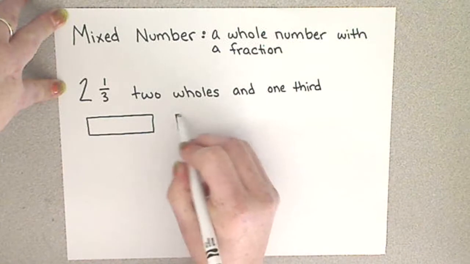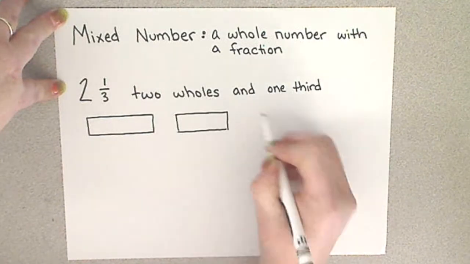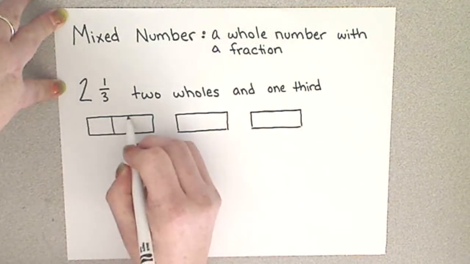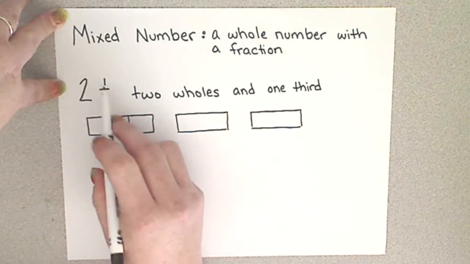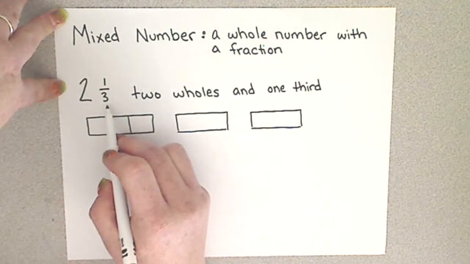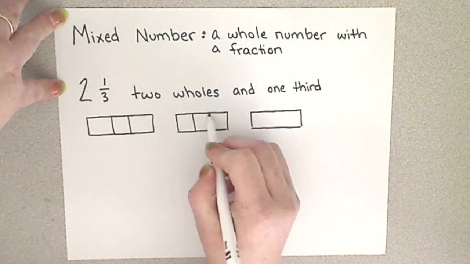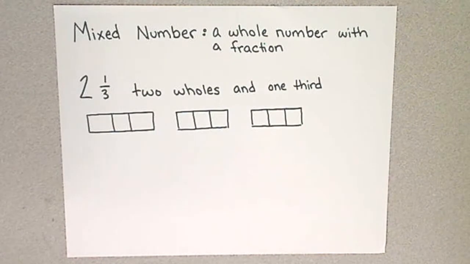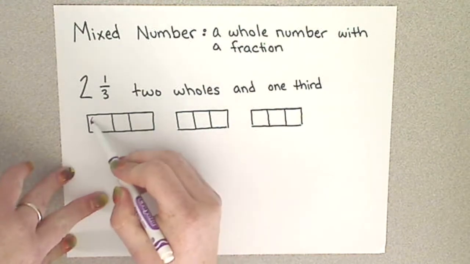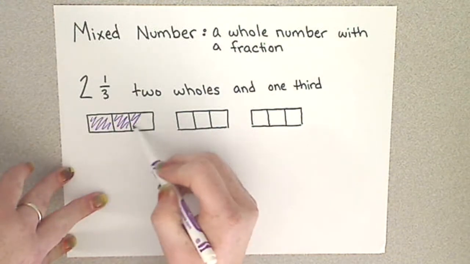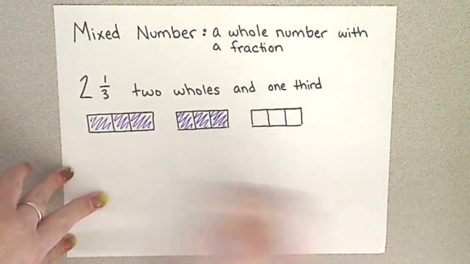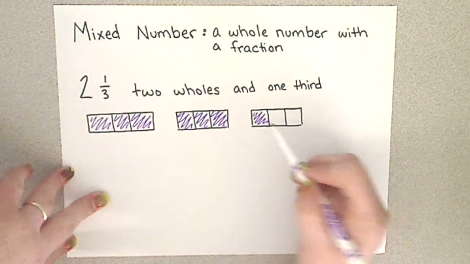So I know I'm going to need 2 wholes, but I'm also going to need a third fraction bar to represent that 1/3. So I'm going to split these into 3 because in our mixed number, the denominator of the fraction tells us how many pieces are in it. So there I have my fraction bars. So I need 2 wholes. So there's 1 whole, 2 whole, and 1/3 of another.